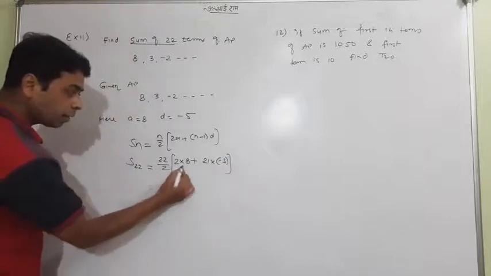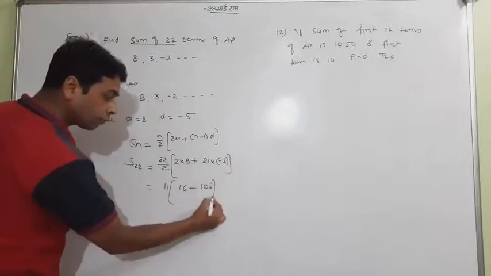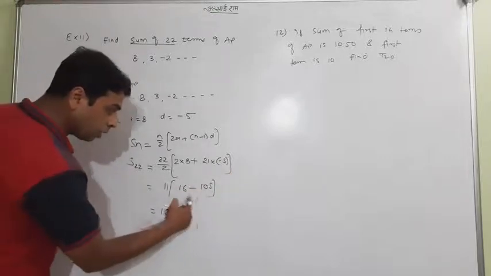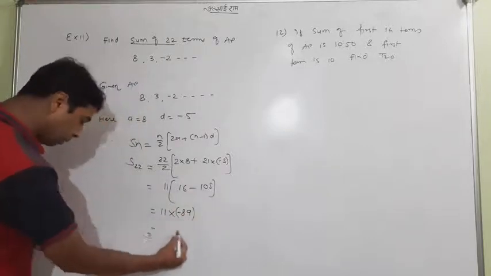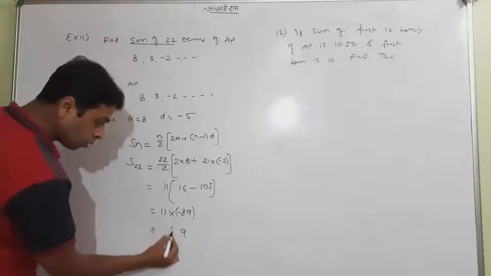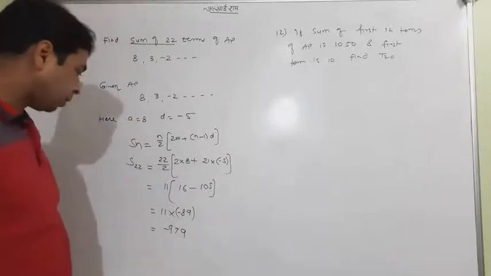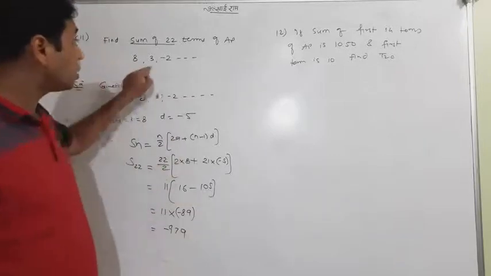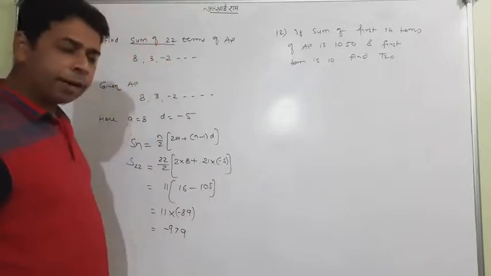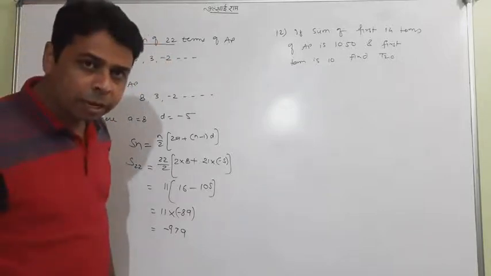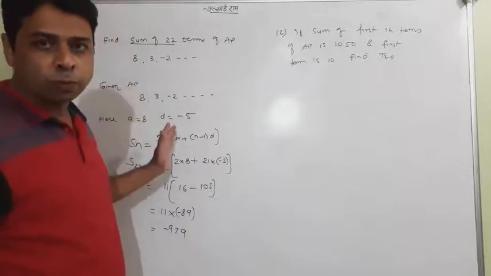This is 11. 8 2s are 16, plus and minus minus, 21 5s are 105. So 11 into these two will be 89, and after multiplying these two, this is going to be 979. The answer is minus 979, which is the addition of this sequence up to 22 terms. So this is nothing but a formula question. When a sequence, an AP, is given, and you want to find the sum of n terms or any term, you can use this formula.